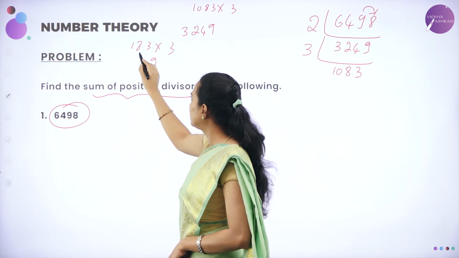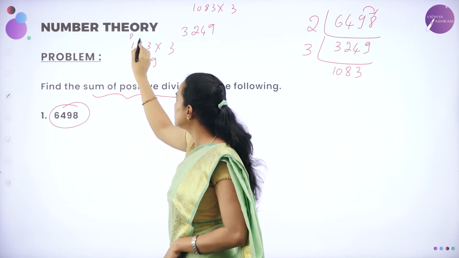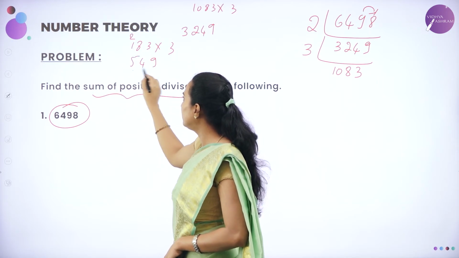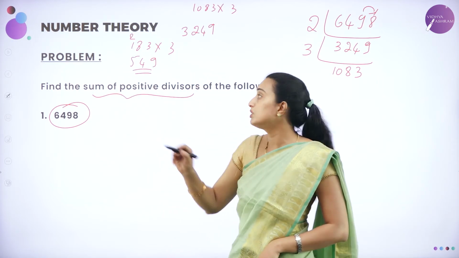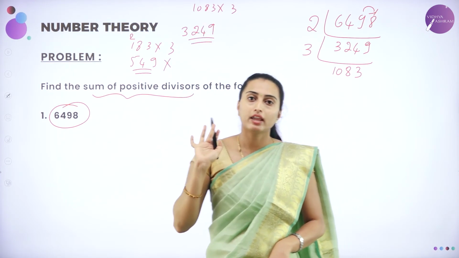3 3s are 9, 8 3s are 24. Again 3 1s are 3, here 2 is carry over, 3 plus 2 is 5. It will be giving you 549, which is wrong. It must give you this number, so 0 you have to take as the carry number.